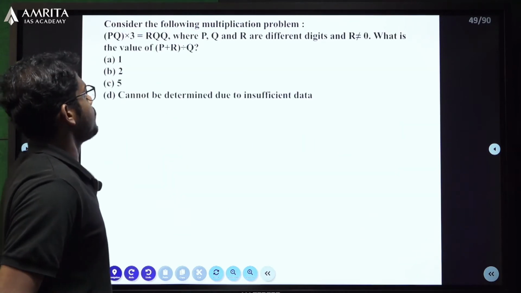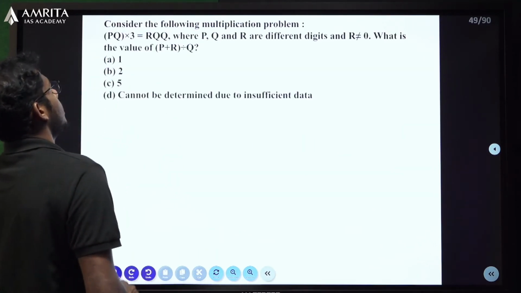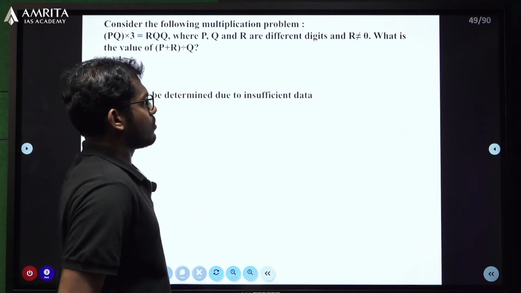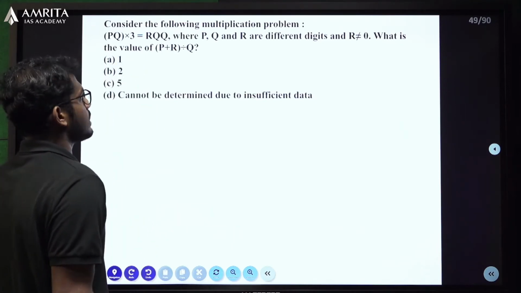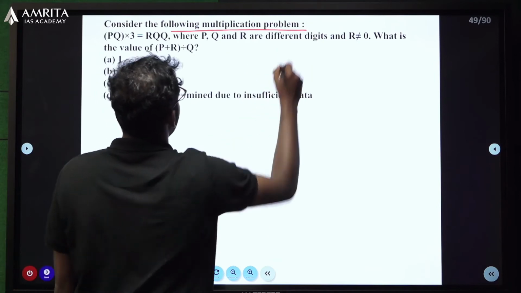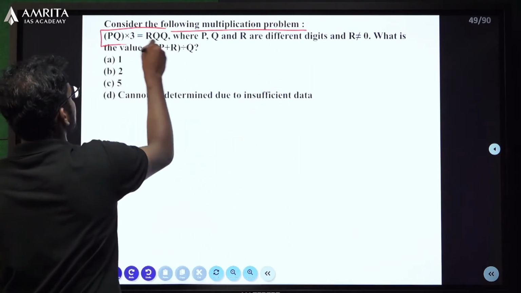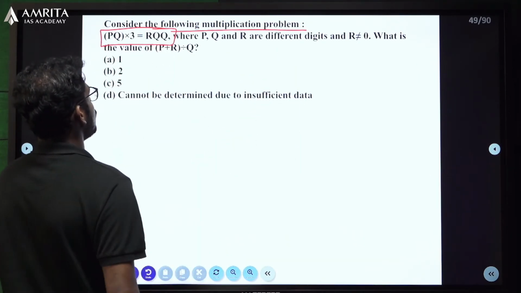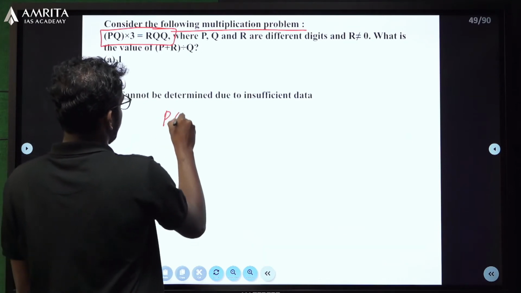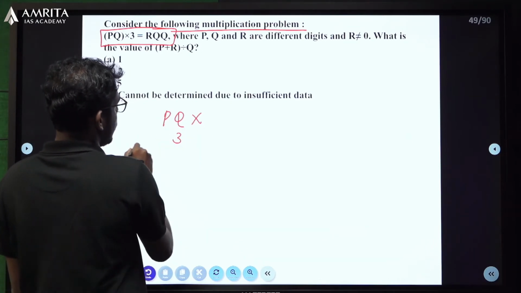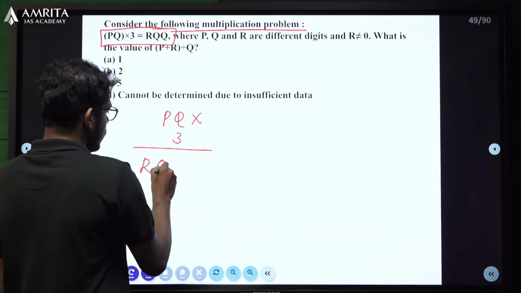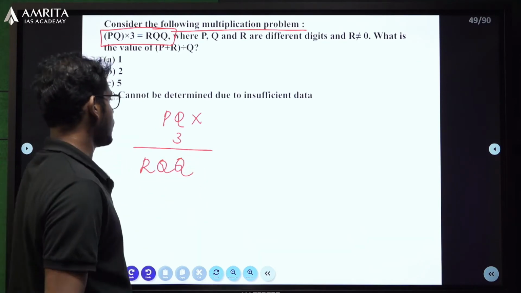Next question, a similar kind of question. This was also asked in the year 2021. Consider the following multiplication problem. PQ into 3 is equal to RQQ. So PQ into 3 is equal to RQQ. Clear? Okay.